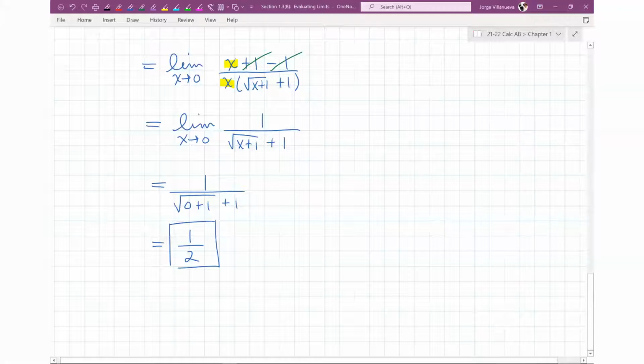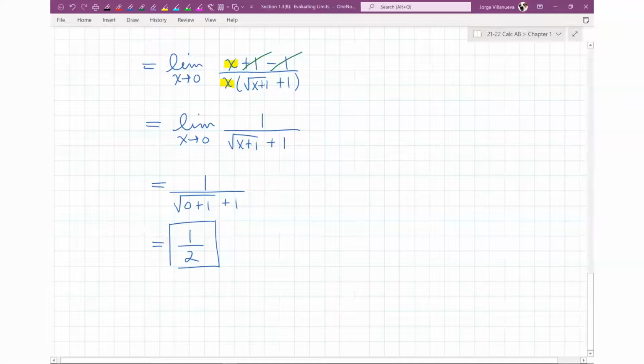Any questions on that one? So remember, you don't have to always get rid of square roots just in the denominator. Sometimes you could do the numerator, okay, and it'll work. So it's up to you how you'd like to do it, but rationalization does help, especially when you see square roots all over the place. So definitely helpful to rationalize.